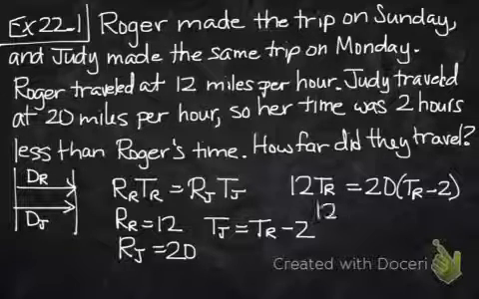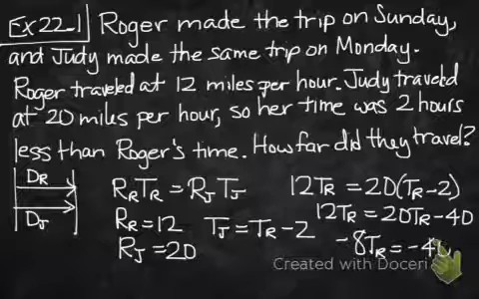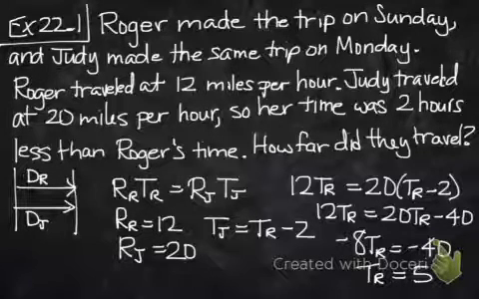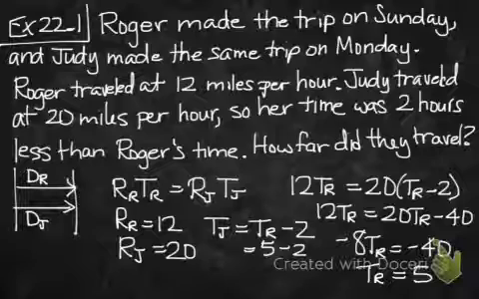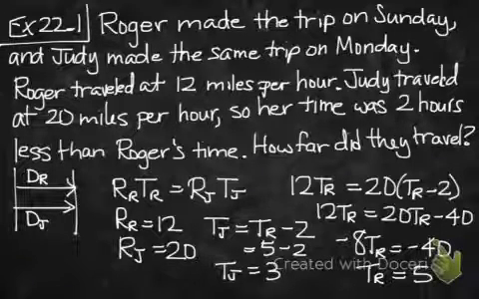Now we'll distribute the 20, so 12 t sub r equals 20 t sub r minus 40. Subtract 20 t sub r from both sides, so we get negative 8 t sub r is equal to negative 40. Divide by negative 8 and t sub r equals 5. Now the question didn't ask how long it took, the question asked how far did they travel. So first we can figure out Judy's time. Judy's time was 5 minus 2, or t sub r minus 2. So Judy took 3 hours.